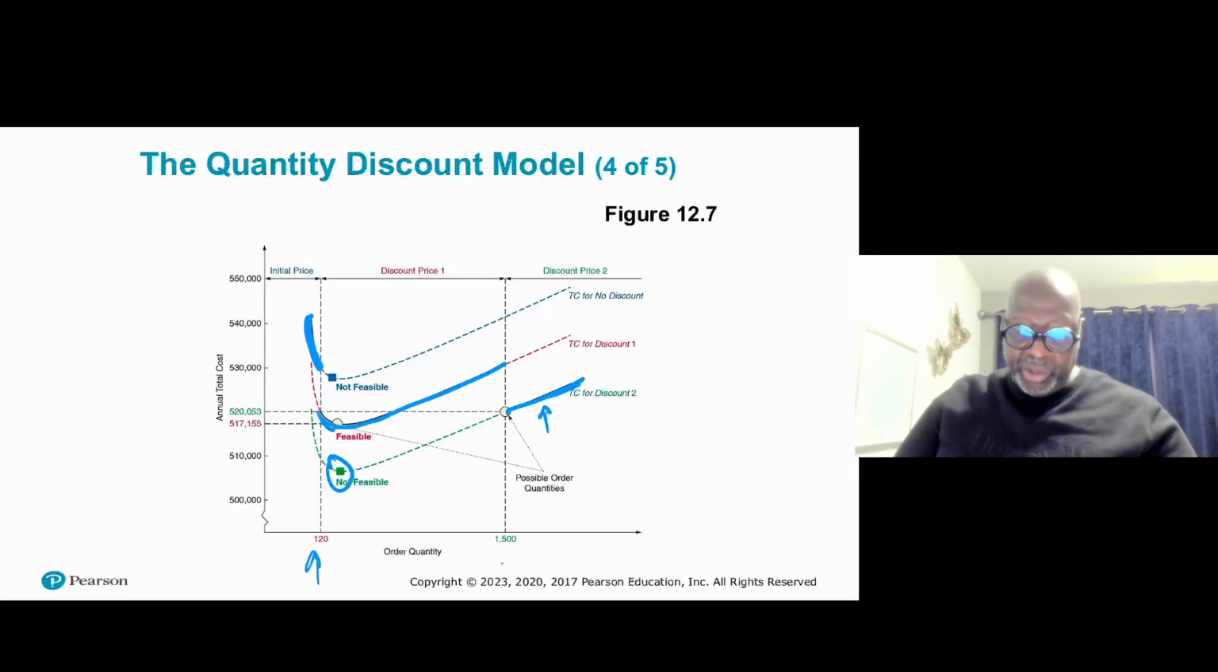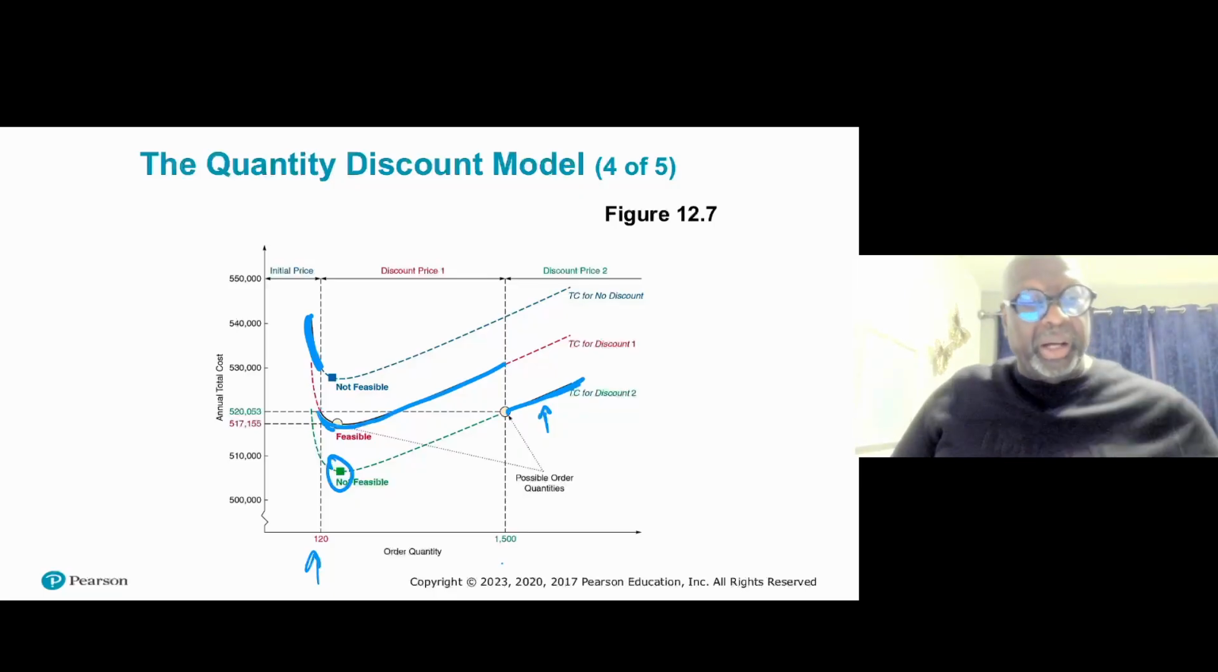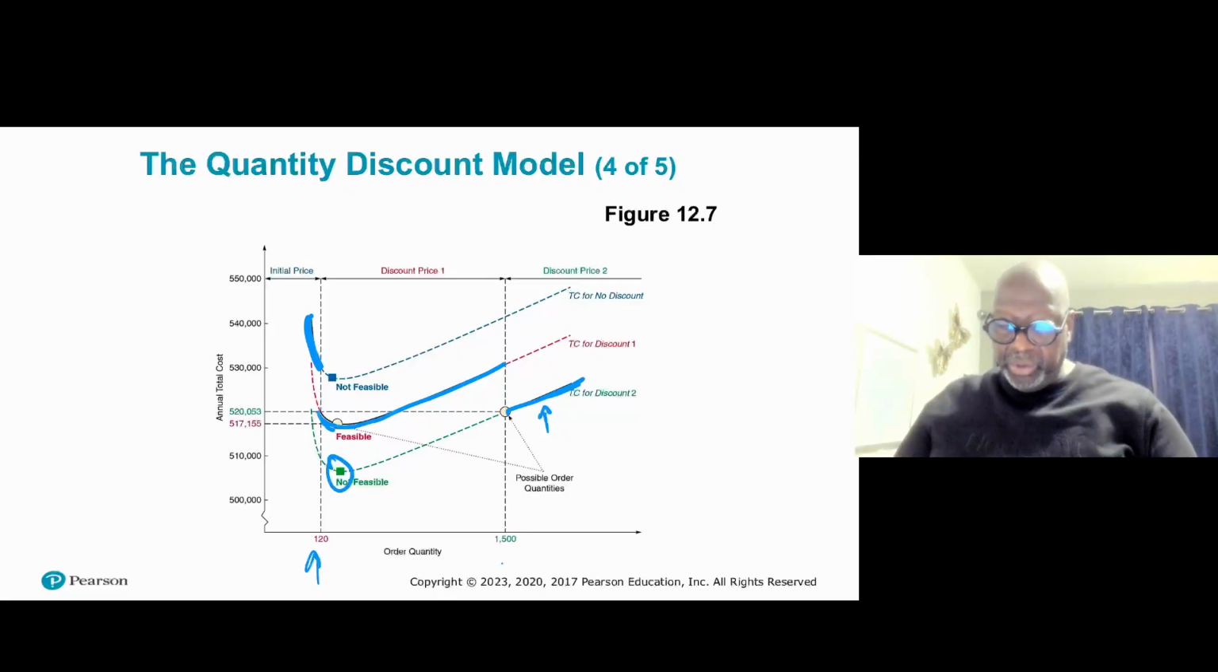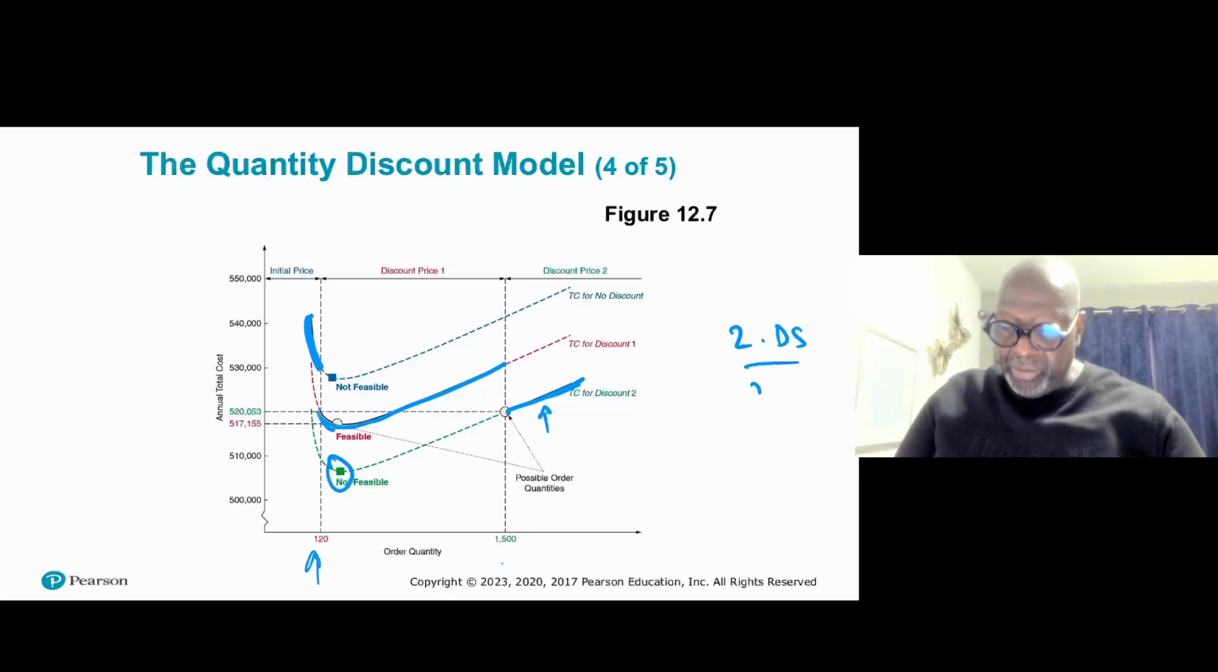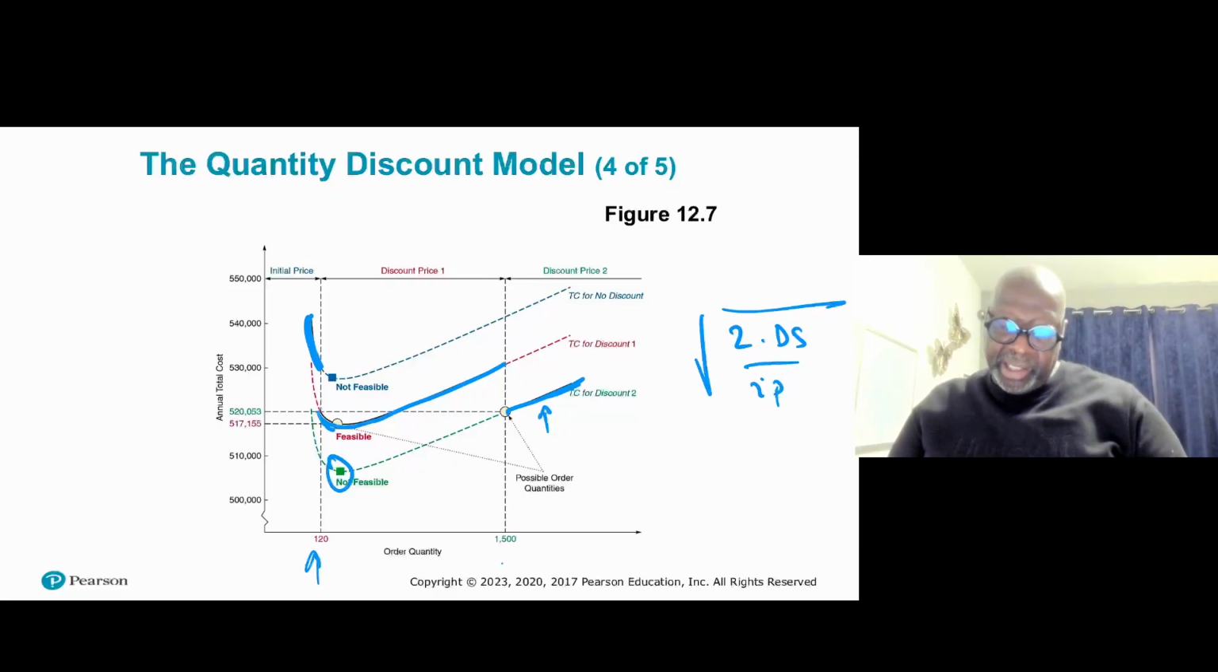Well, it's between 120 and 1,500, so it's not feasible. So what you would do with this, in terms of finding your EOQ, you would simply go EOQ is the square root of 2 times D times S over I times P, right? Where in this case you would use the price for the lowest cost because that would have been the $96.